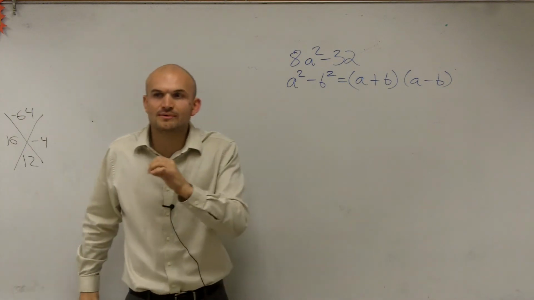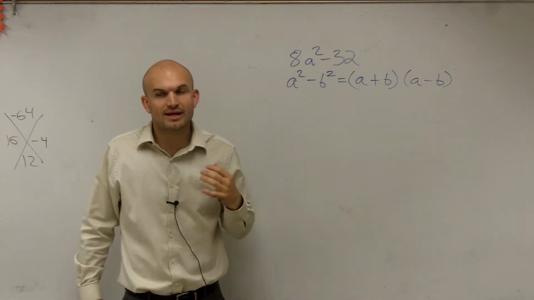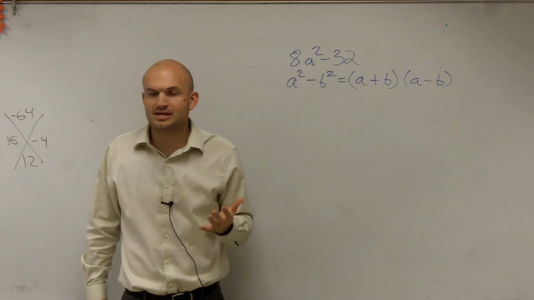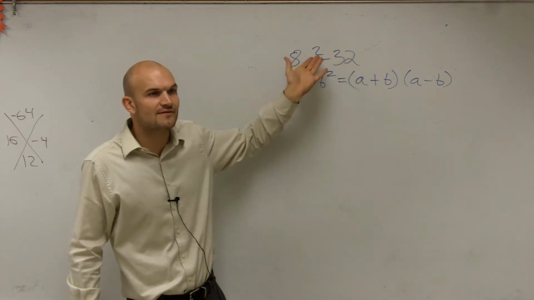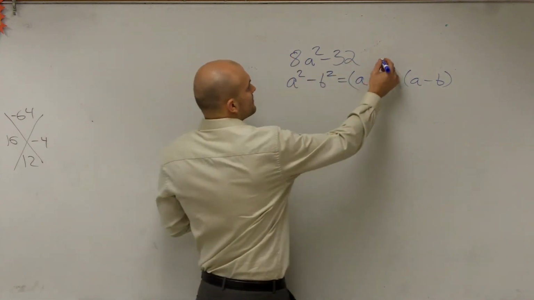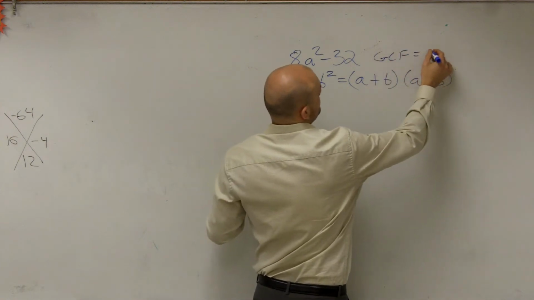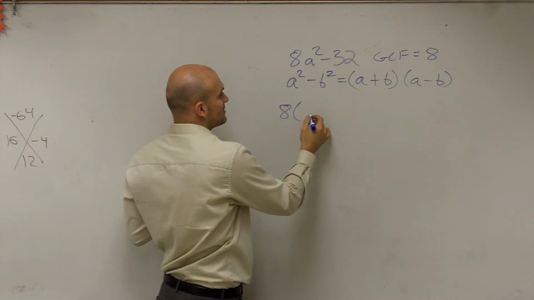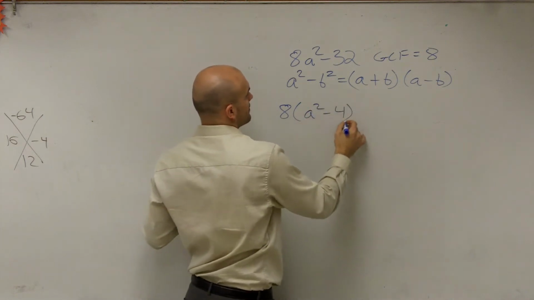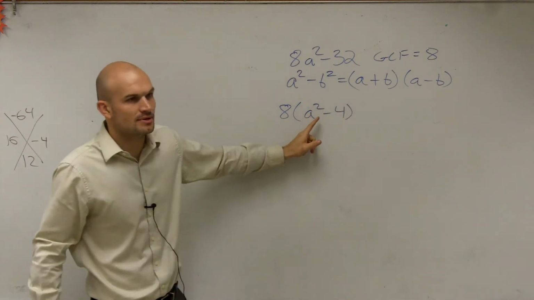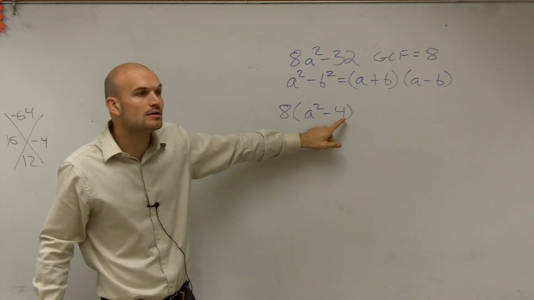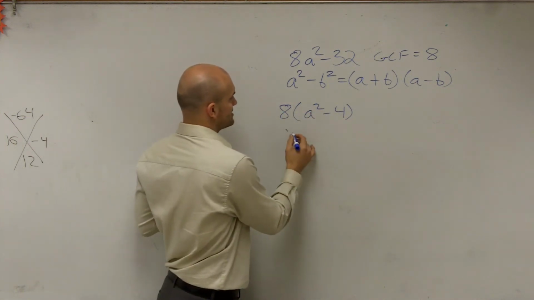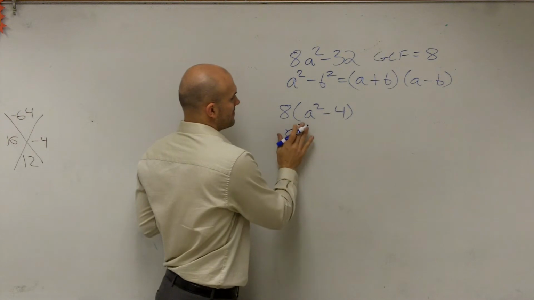But remember, the first thing we always want to do when factoring is factor out a GCF. Do these have a GCF? Yeah, the GCF is 8. So you can factor out an 8, and that's going to leave you with a squared minus 4. Now, is a squared a squared term? Yes. Is 4 a squared number? Yes.